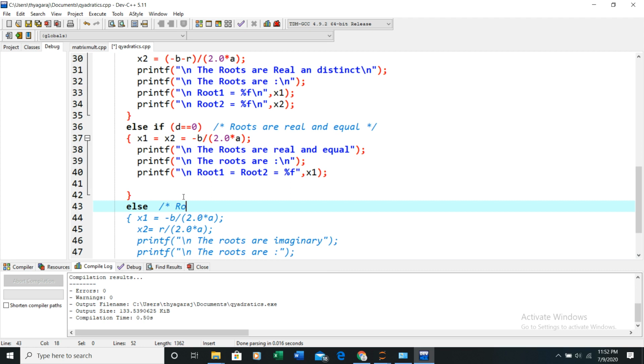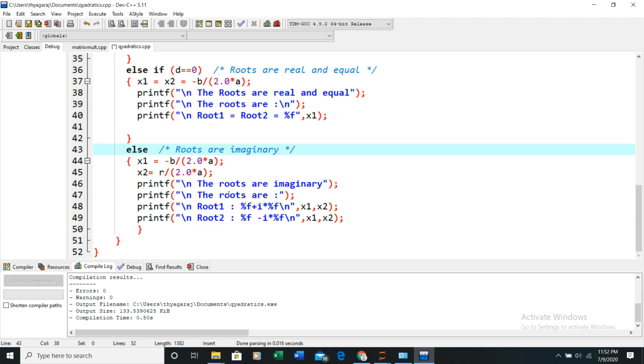We actually had three cases here. The roots are imaginary. They are complex in nature. They have to be displayed in the form of a plus ib, that is x plus I star y. In this form it will be there. Here x is the real part and y is the imaginary part.